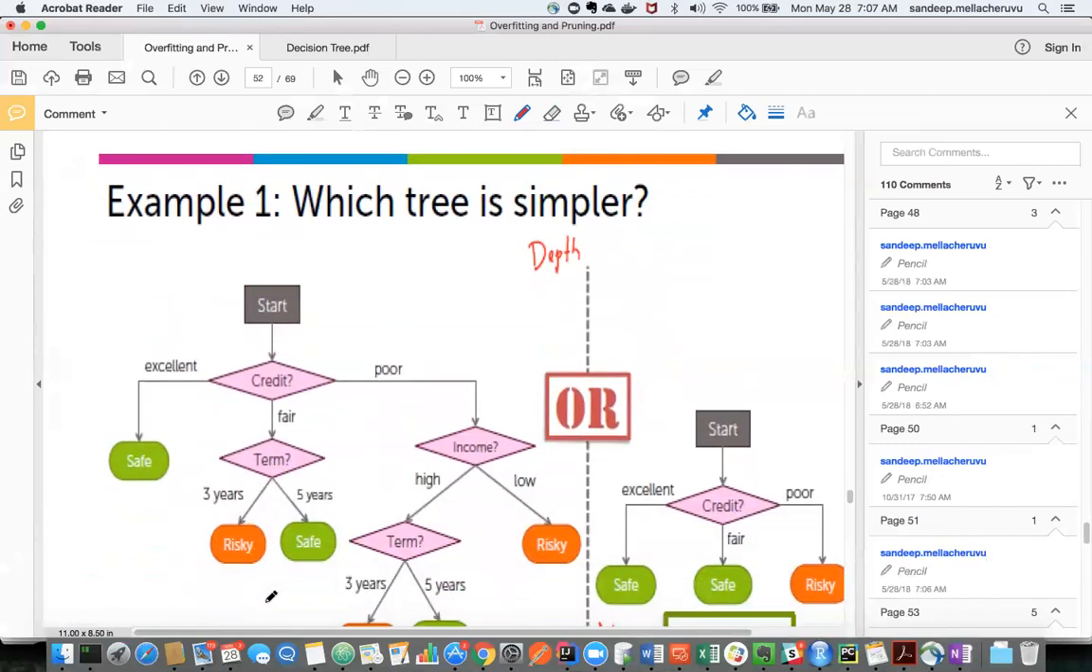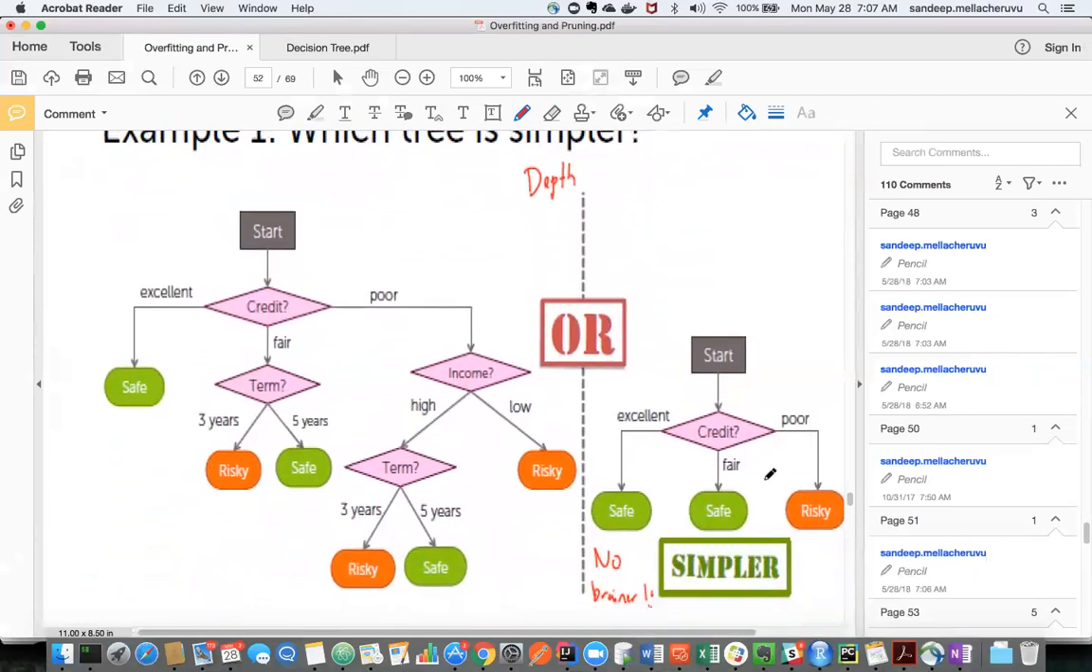So again, we went through these things, I believe. But which tree is simpler in this case? Is it this one or this one? Obviously, the second one is much simpler. One thing is here the maximum depth is 1, 2, 3, 4. So you start from the first node, root node. You keep on counting the number of hops. First hop, second hop, third hop, fourth hop.